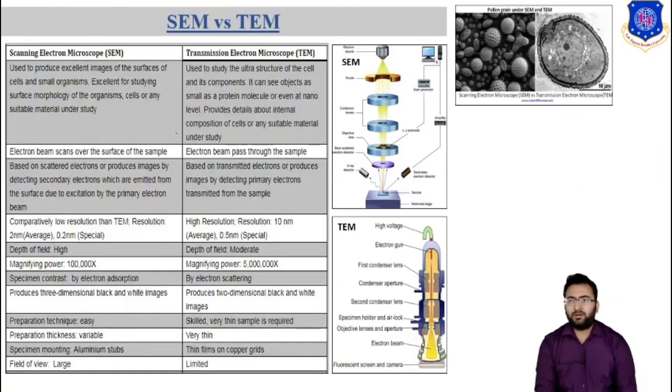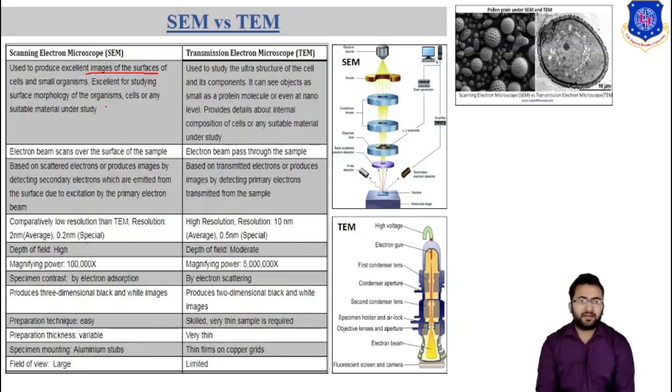Now let's talk about SEM versus TEM. SEM is used to produce excellent images of the surface of cells, small organisms, and membranes, excellent for studying the surface morphology of various membranes and cells or any suitable material under study. TEM, or transmission electron microscopy, is used to study the ultrastructure of the cell and its components. It can see objects as small as a protein molecule, even at the nano level, and provides detail about the internal composition of a cell or any suitable material under study.